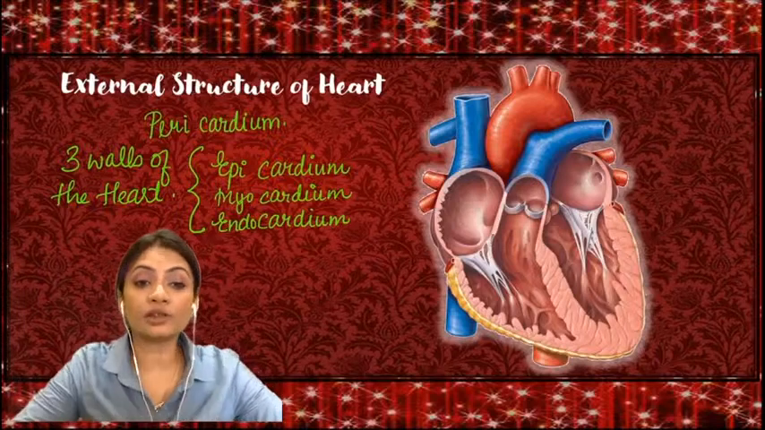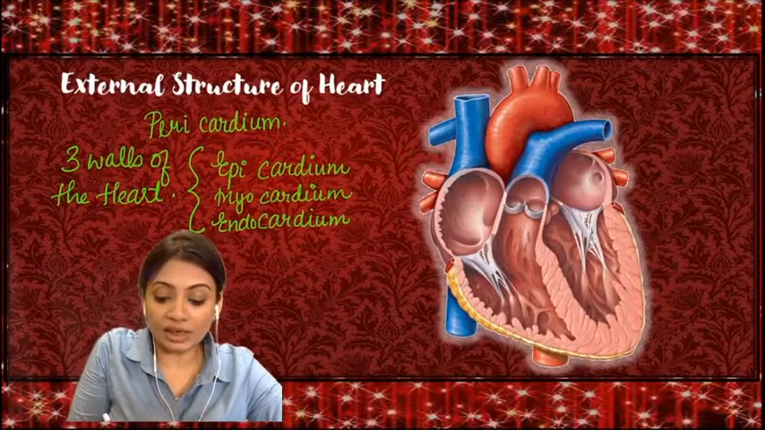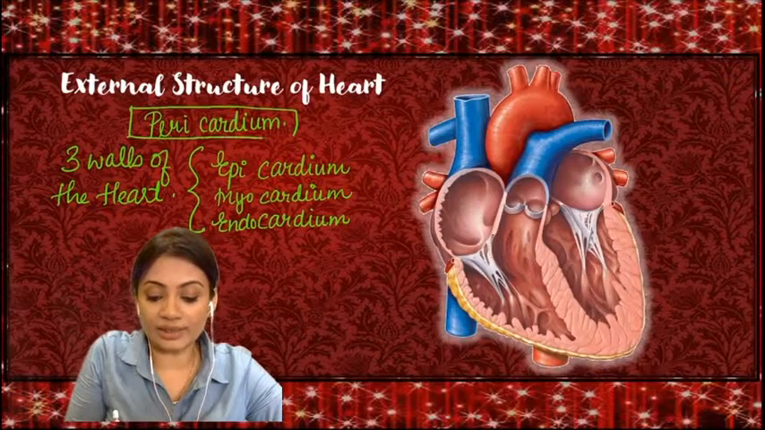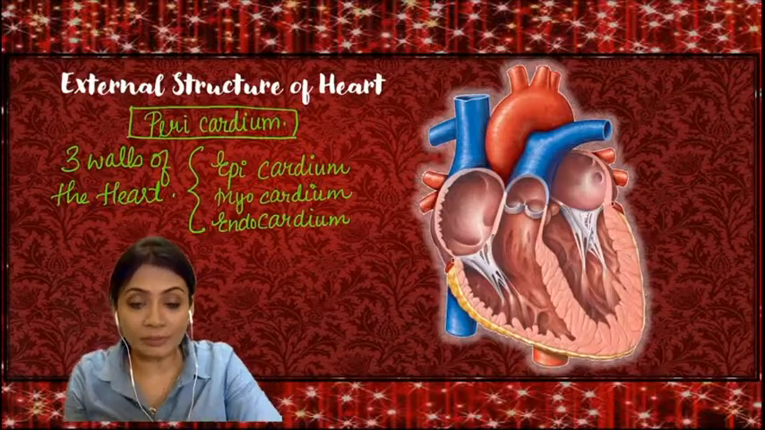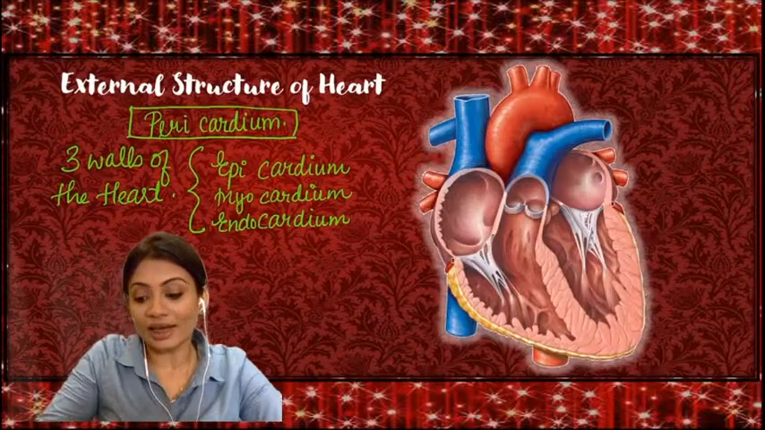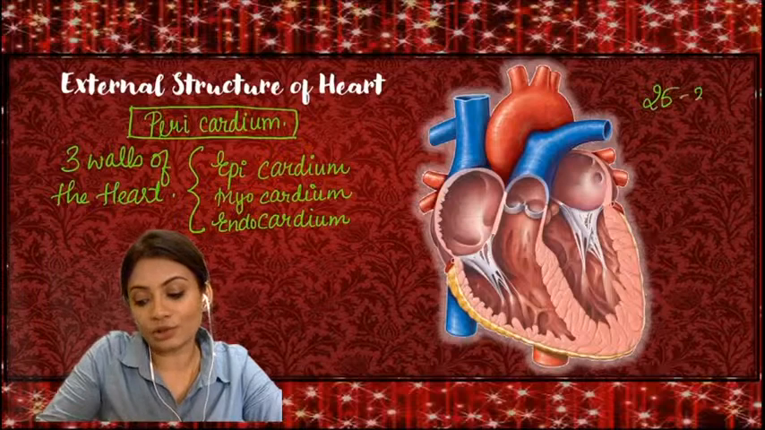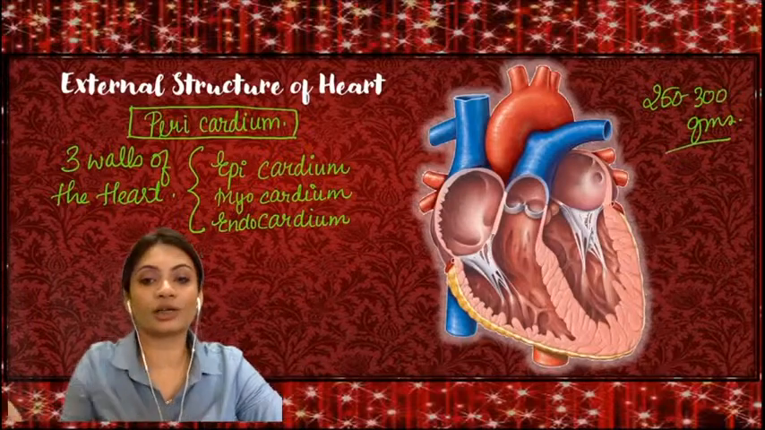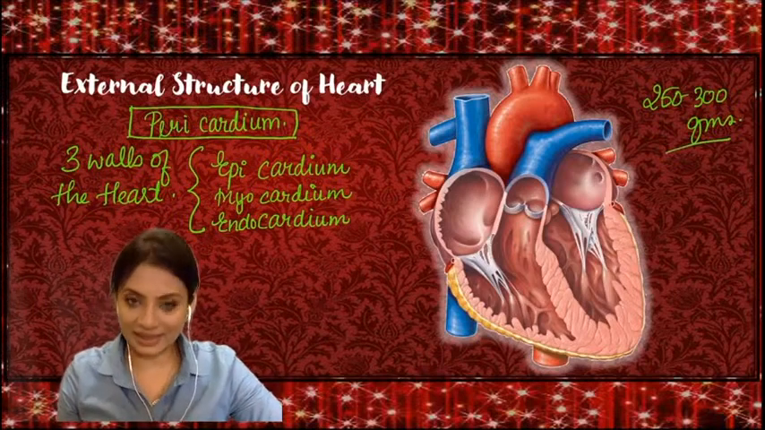These were the three walls of the heart. And what was the covering of the heart called? It was called the pericardium. Do you remember the weight of the heart? It was around 250 to 300 grams. Alright, now let's continue.